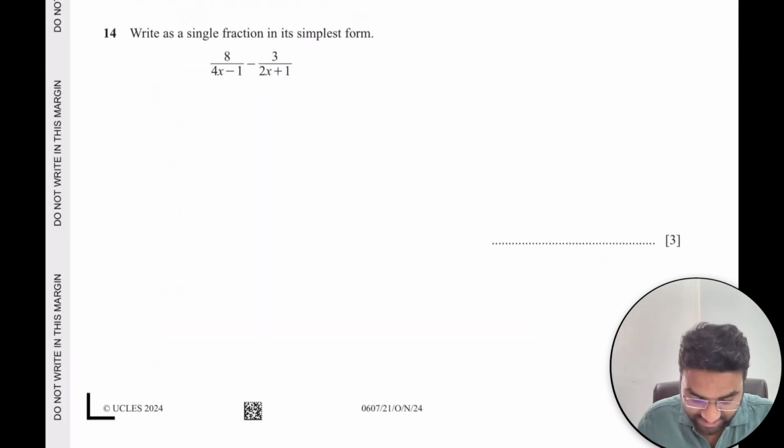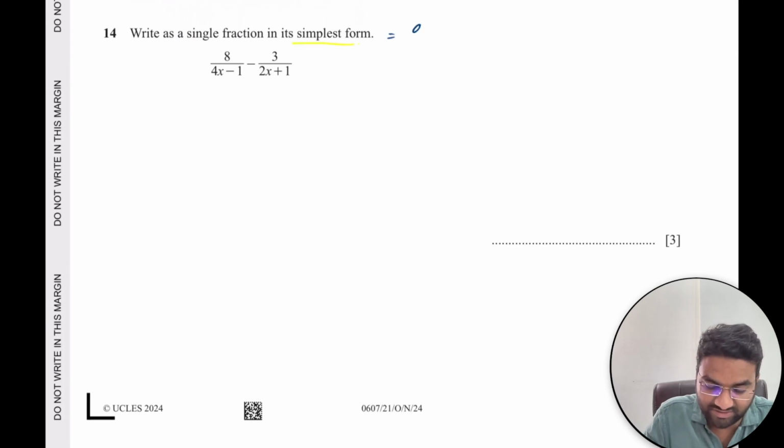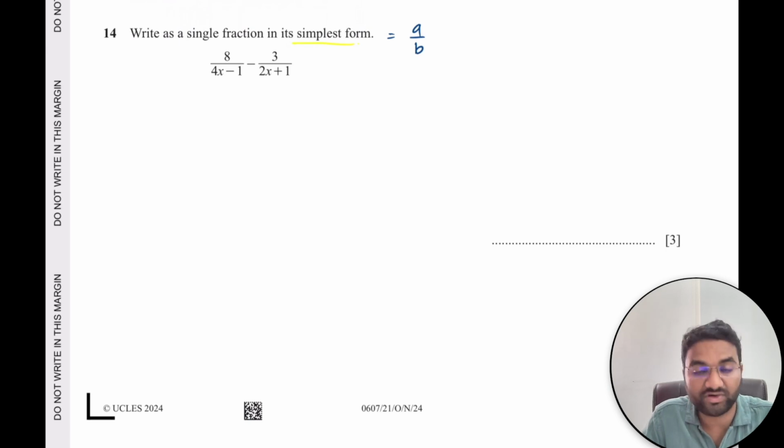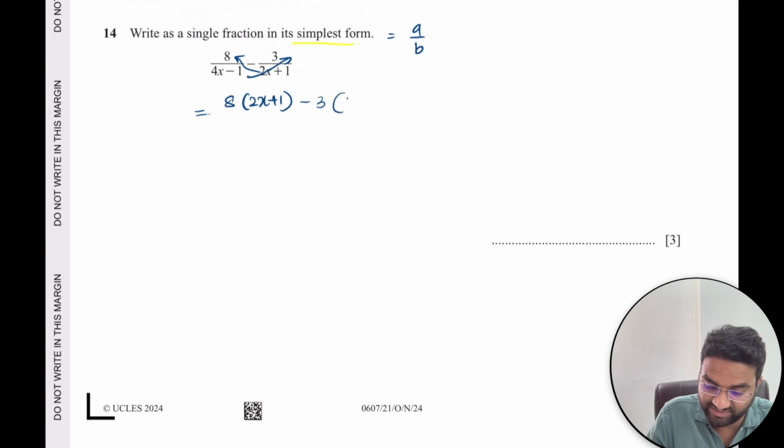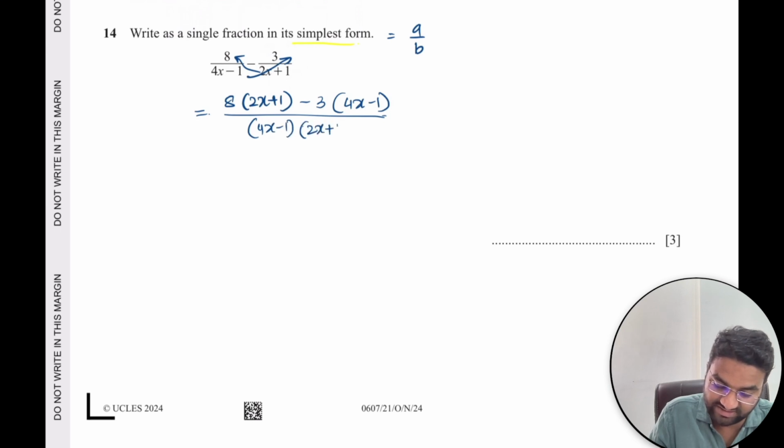Yes, this is the last question. Write as a single fraction in its simplest form, which means we have to write it in the form of a by b. Here we have 8 upon (4x minus 1) minus 3 upon (2x plus 1). Basically we have to do the cross multiplication and simplification. So 8 times (2x plus 1) minus 3 times (4x minus 1), and the denominator part is (4x minus 1)(2x plus 1).